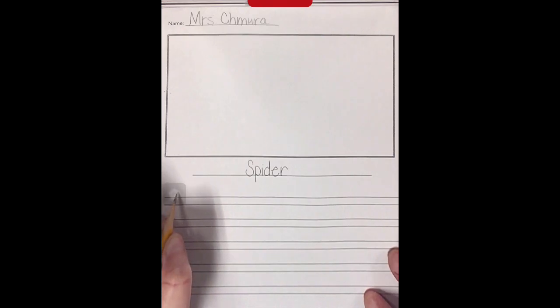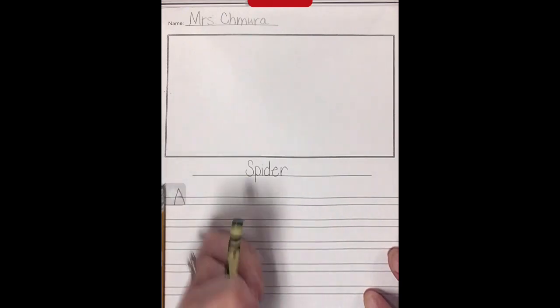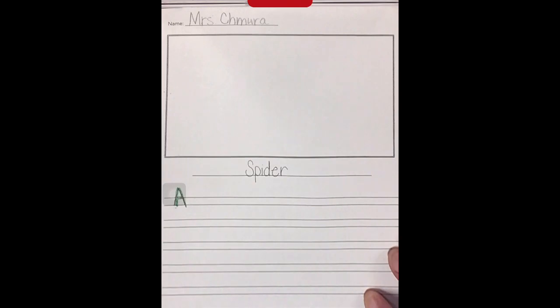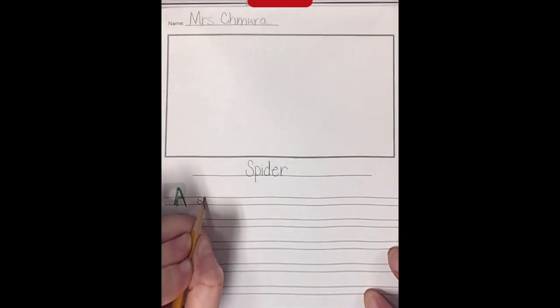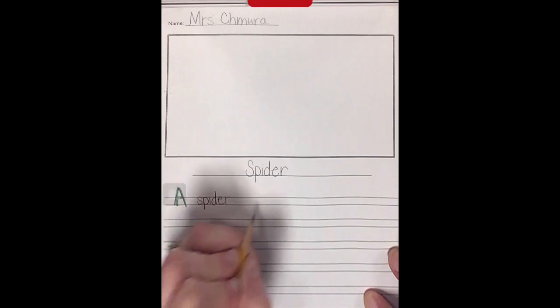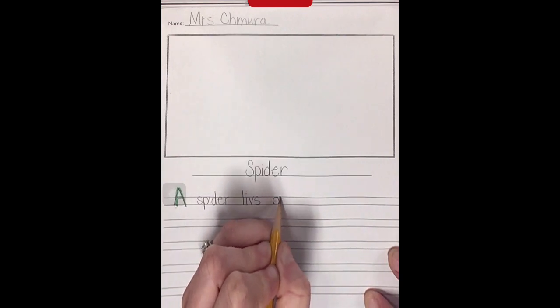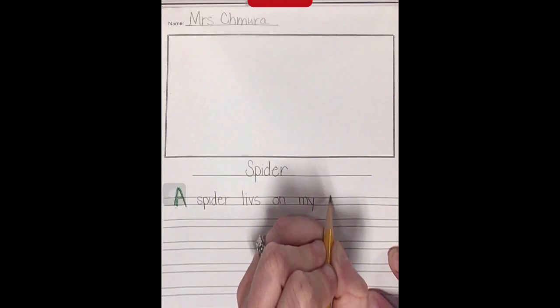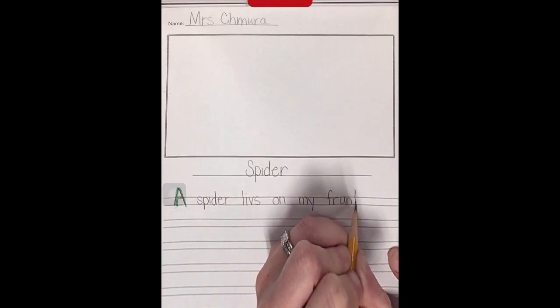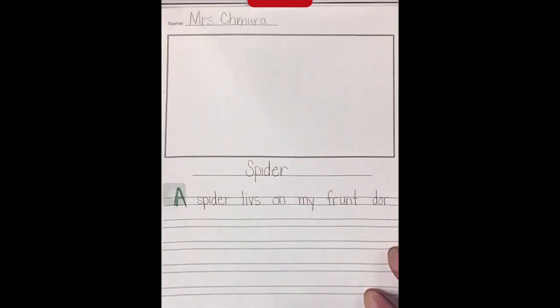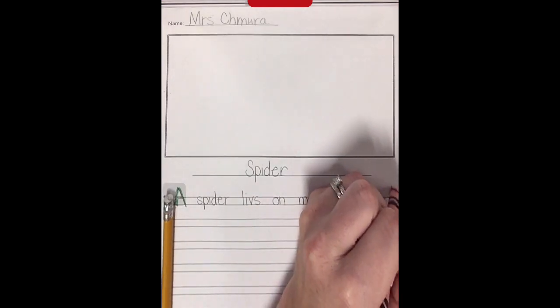Oh my goodness, I have to tell you this story about a spider that lives by my front door. Okay. A. I know how to spell spider because it's on my October word list. A spider lives on my front door. A spider lives on my front door.